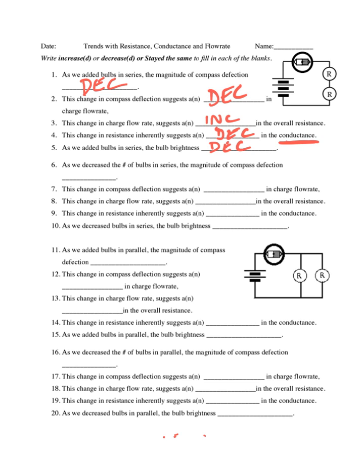Then we go the other way. If you decrease the number of bulbs in series, the magnitude of the compass deflection will increase. And again, remember that the compass deflection tells us the flow rate. So if the compass deflection increases, that tells us that the flow rate is increasing. And the flow rate increases when the resistance decreases. And conductance and resistance are inverses of each other. They're the opposite of each other. So if the resistance is decreasing, then the conductance is increasing. And if you take more and more bulbs out of the circuit in series, the bulb brightness will increase.